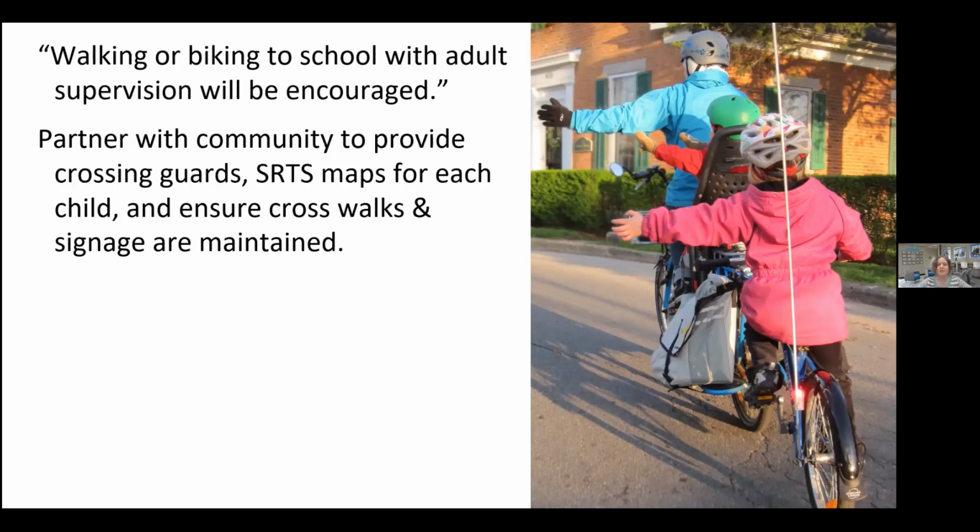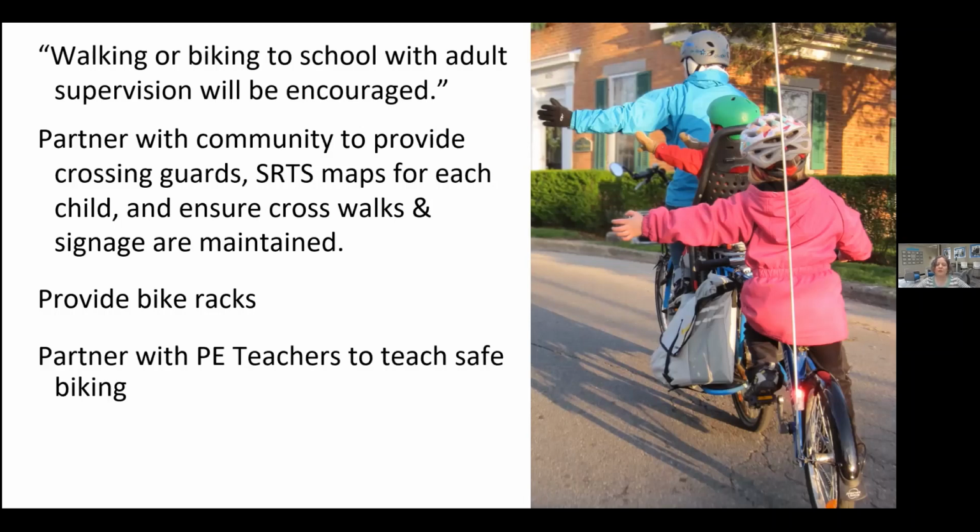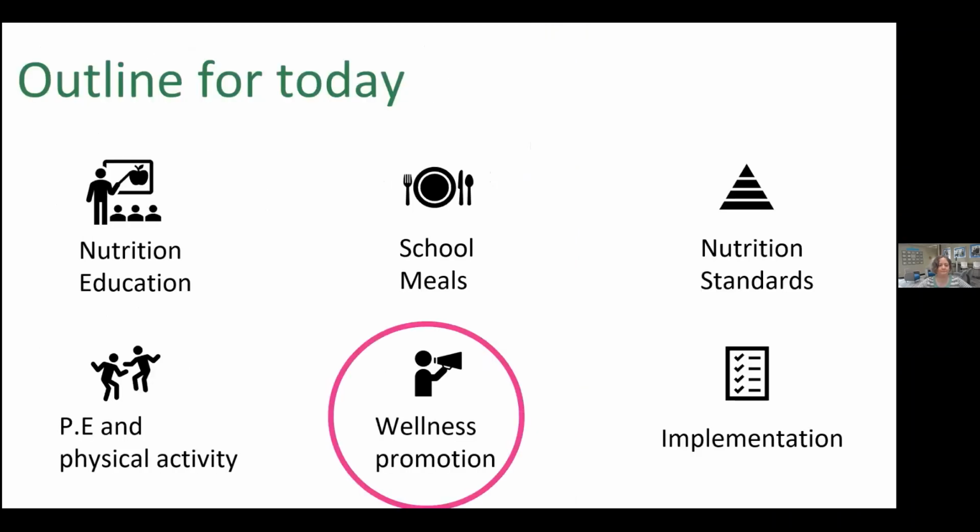And then ensuring that crosswalks and signage are well maintained. If there are areas where, say, a tree's blocking a stop sign, talk to the community, get that tree trimmed so that cars are stopping as they should. Provide bike racks, really important. And then again, partnering with your PE teachers to teach safe biking.